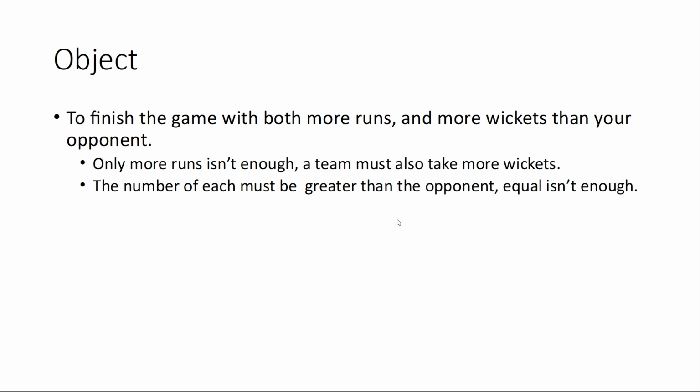So to begin with, I want to talk about the object of the game. Now, in limited overs cricket, the object is simply to score more runs than your opponent. In first class cricket, the object is to both score more runs than your opponent and bowl your opponent out. And that's an important distinction here. In X infinity cricket, it's important to note the object of the game is to score both more runs and more wickets than your opponent. So just one or the other isn't enough. You have to have both more runs and more wickets than your opponent in order to win.